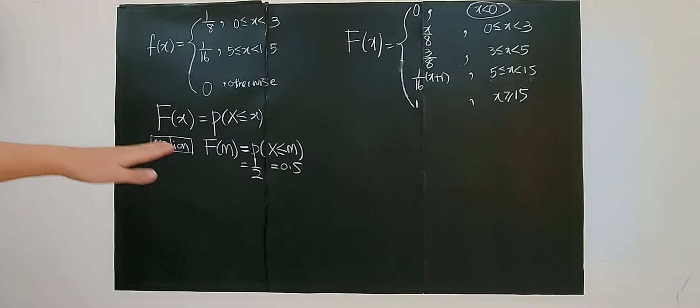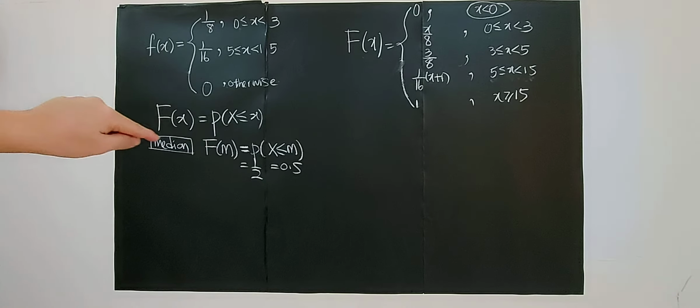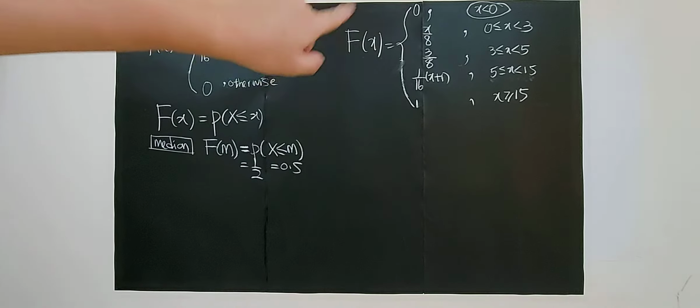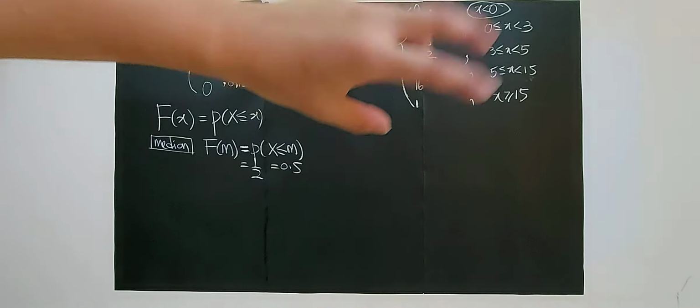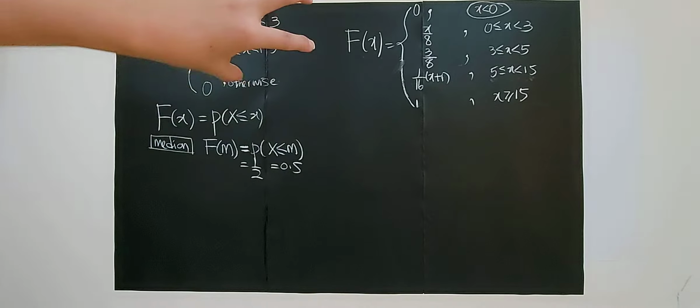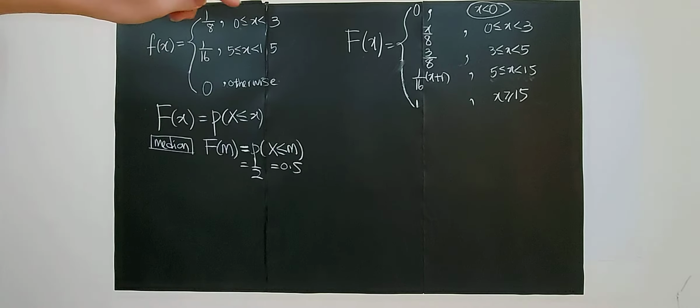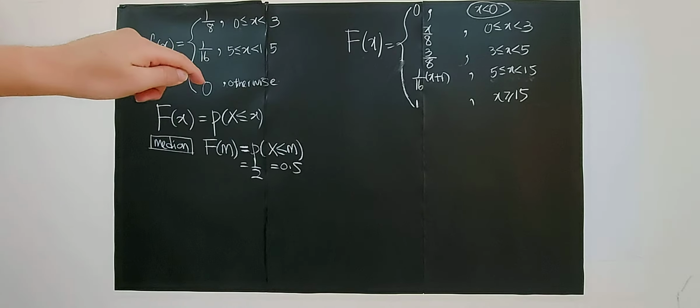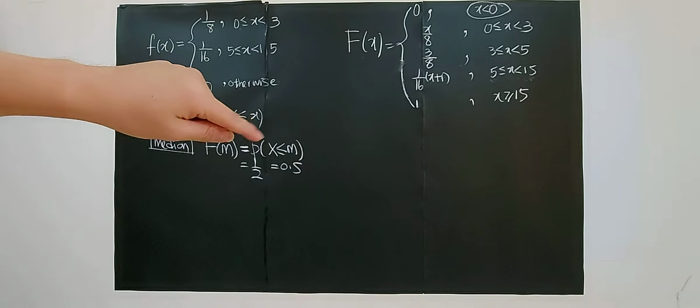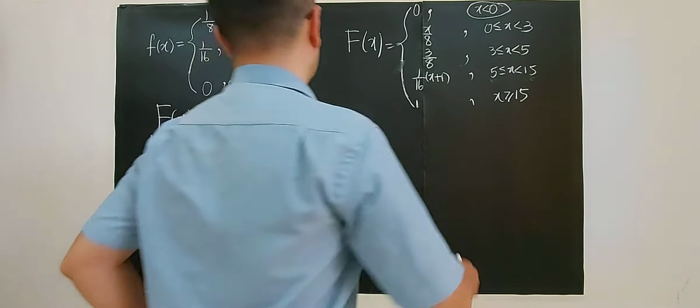So how do we find this median? Very simple, we use the cumulative distribution function. There is another video where I used the probability density function, so please go and find that video. But this will be easier. When you see the cumulative distribution function, it is very simple.